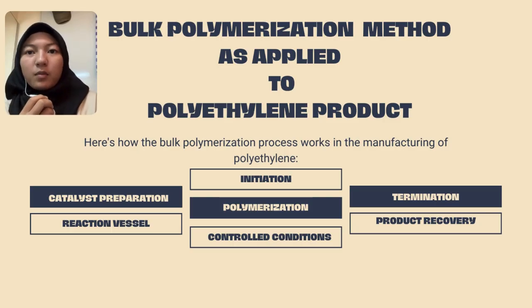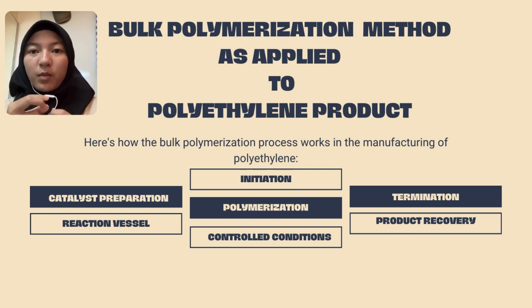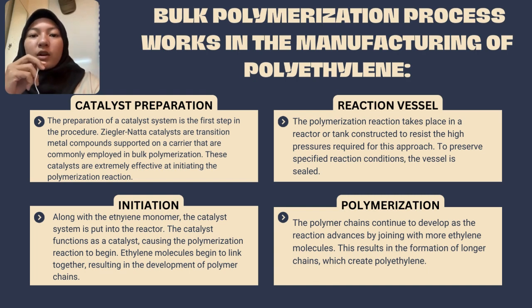For the first one, the bulk polymerization method as applied to a polyethylene product, there are several process works in the manufacturing of polyethylene. Catalyst preparation. The preparation of a catalyst system is the first step in the procedure. Ziegler-Natta catalysts are transition metal compounds supported on a carrier that are commonly employed in bulk polymerization. These catalysts are extremely effective at the initiation of the polymerization reaction.